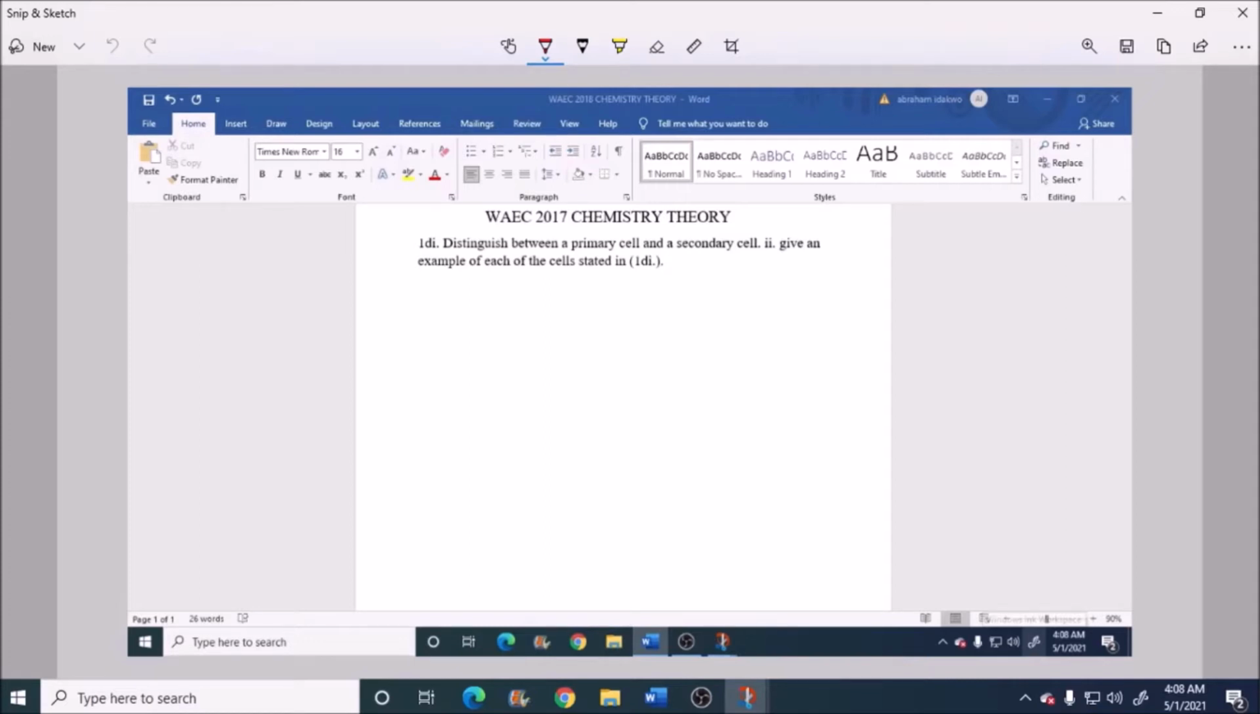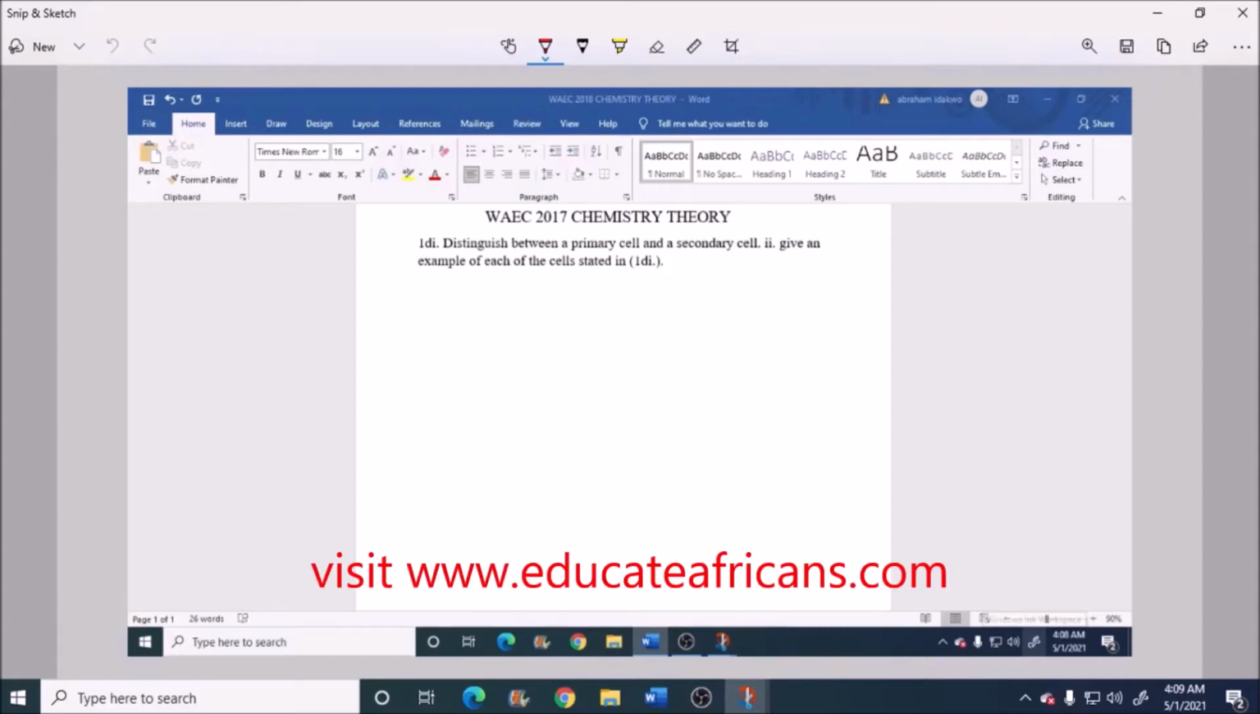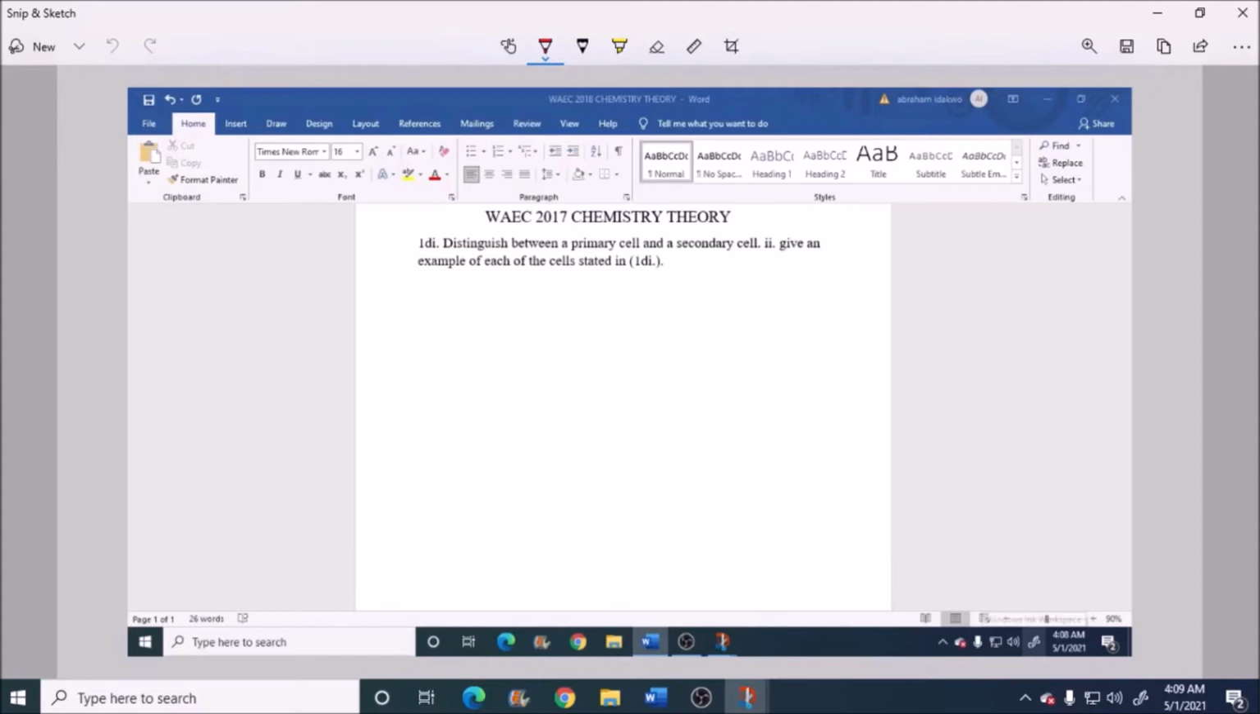Today I'll be solving WAEC 2017 chemistry theory. Question 1D Roman figure 1 says distinguish between a primary cell and a secondary cell. Roman figure 2, give an example of each of the cells stated in 1D Roman figure 1, that is primary and secondary cells. So we have to distinguish between primary and secondary cells. So let's use the tabular form to distinguish between the two.